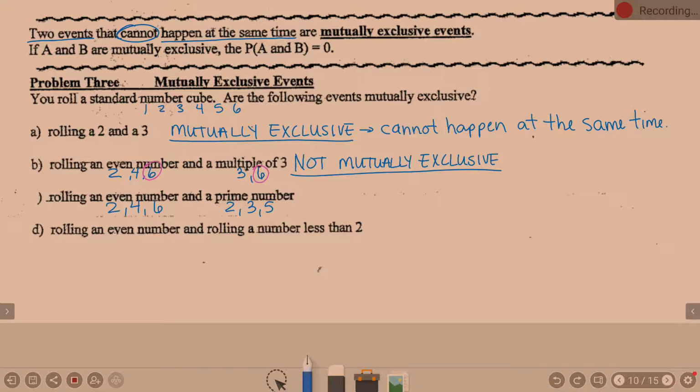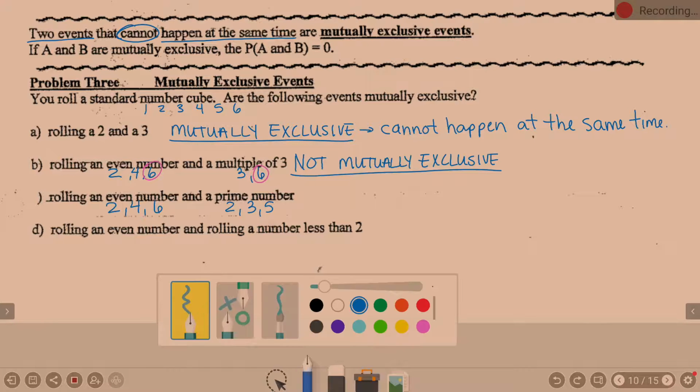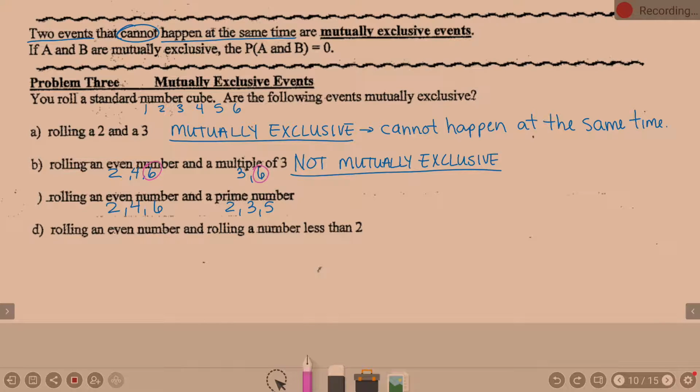So, now, back to the question at hand. Can I roll an even number and a prime number? Yes. So this can happen at the same time, so this is another not mutually exclusive.